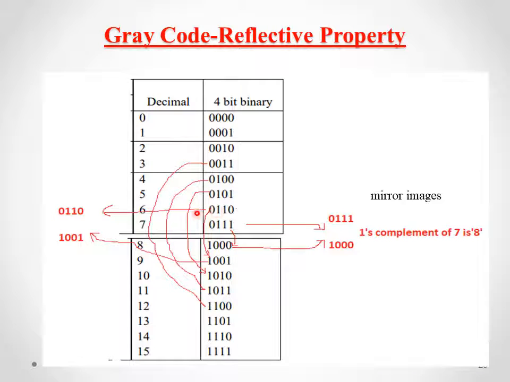And next if you are taking one's complement of 6, that will give the answer of 9. Then if you take one's complement of 5, then it will give the answer for 10. Then one's complement of 4 will give the answer for 11. So this is called reflective property, and also we are saying the mirror images. And here, the main property of gray code is that the subsequent bits differ by a single bit.